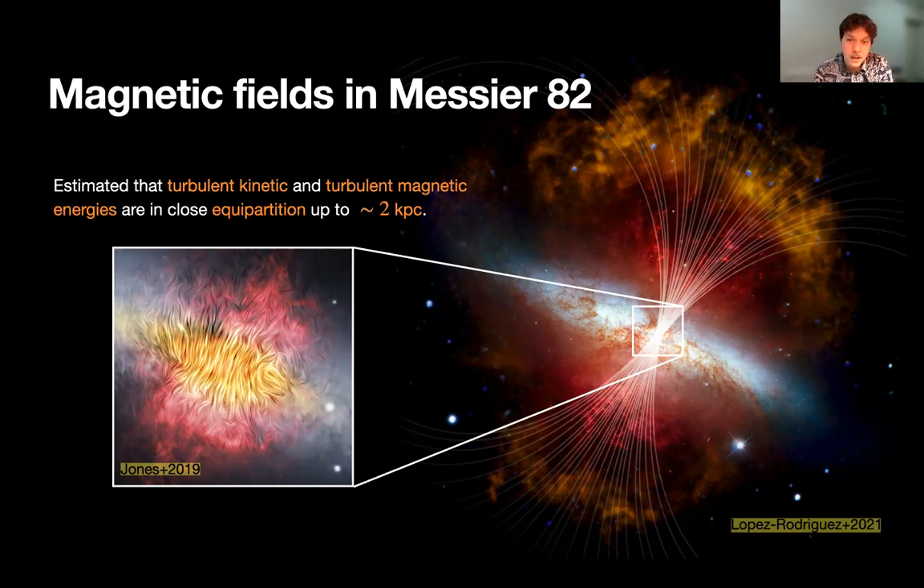kiloparsecs. We know that magnetic fields in the early universe are much weaker than these observations of magnetic fields in the present day. And therefore, for us to be able to understand magnetic fields in the present day, we need to be able to explain how magnetic fields become amplified and sustained at the levels that we observe them in the present day.